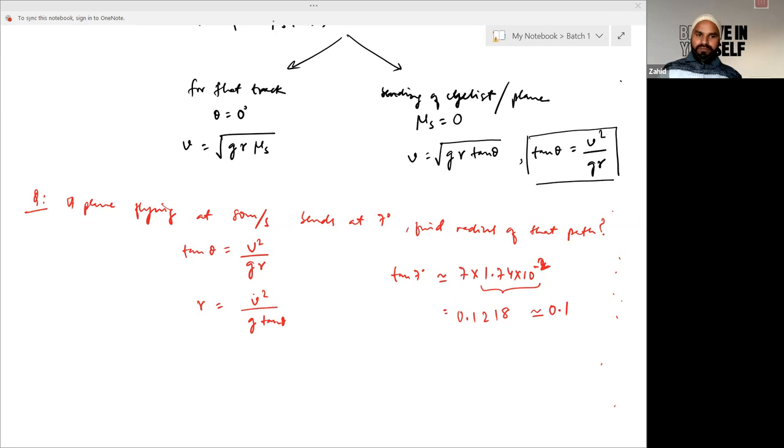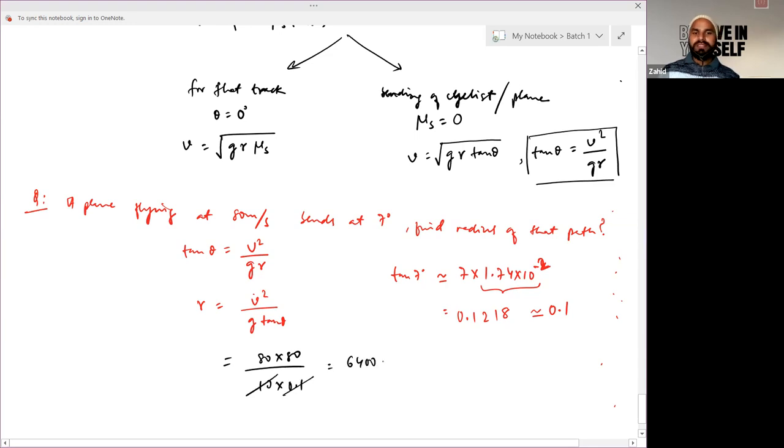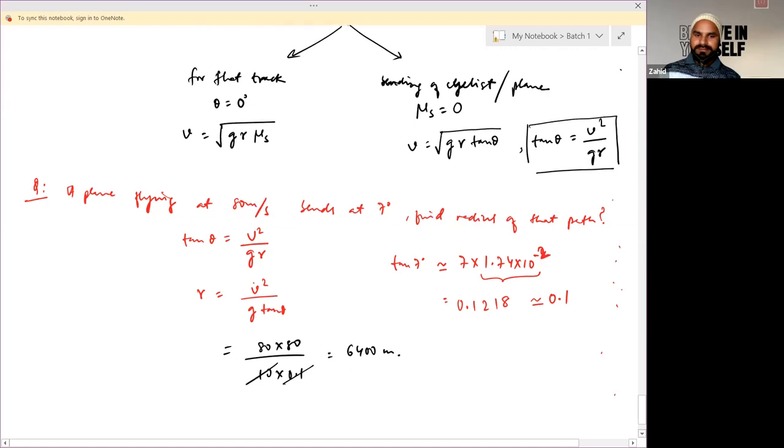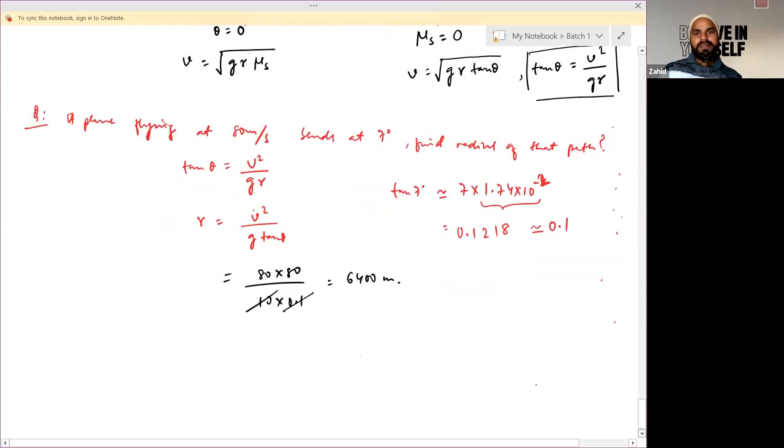In this part, if you put v square, that is 80 into 80, gravity is 10, and tan of 7 degrees is 0.1. So this 10 and this 0.1 will cancel out. So it will be 6,400 meter. Is it clear, Hamza? Yes, sir. Okay.